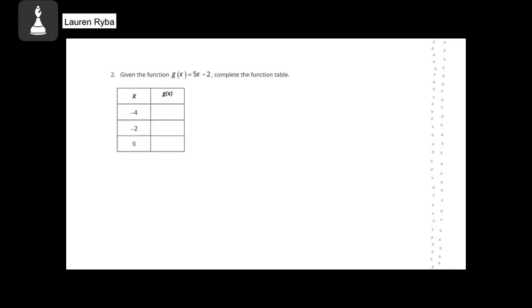Now we want to go the opposite way. Again, we've worked with functions here, and we've given a function and asked to plug some values in. So let's go ahead and do that. So we want to find g of negative 4. 5 times negative 4 minus 2 is going to give me negative 20 minus 2, or negative 22.